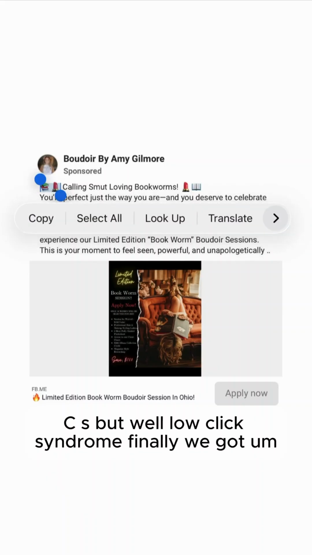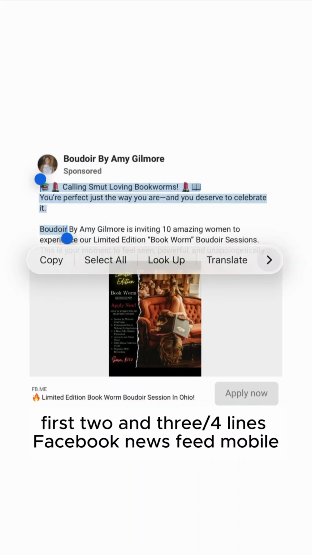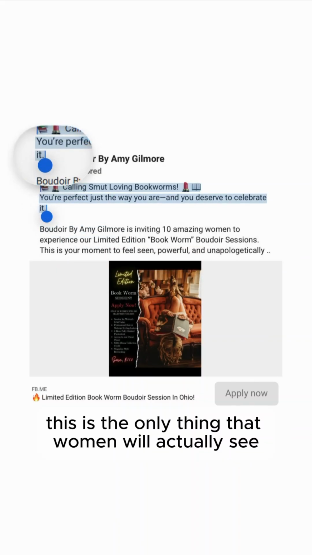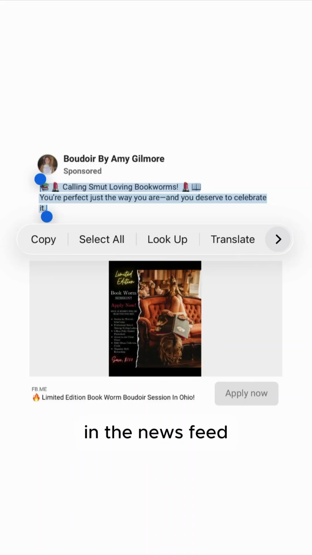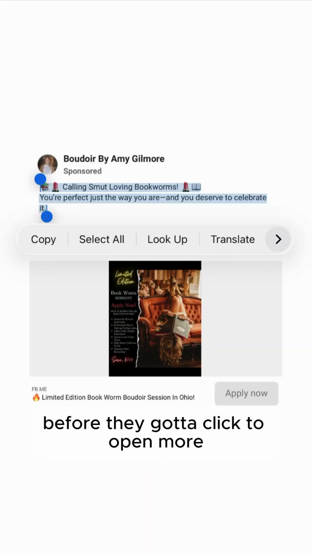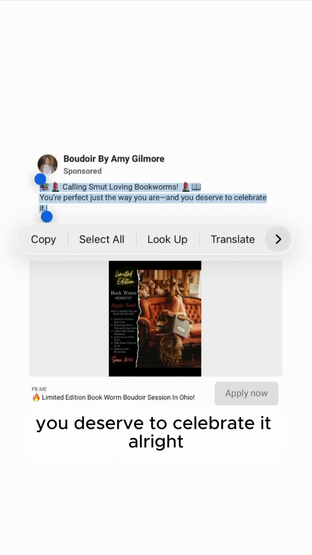Finally, we got the see more headline up here. The first 2 3/4 lines in the Facebook newsfeed on mobile is the only thing that women will actually see in the newsfeed before they have to click to open more, to see more. Calling small 11 bookworms, just deserve to celebrate. All right, so small amounts of context here, but this is the lack of context mistake.